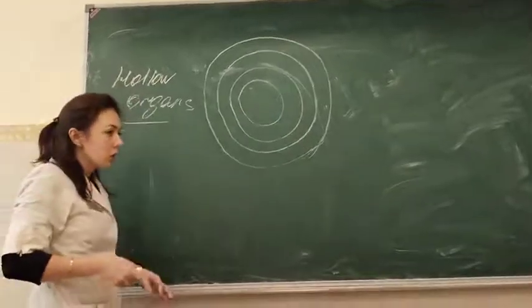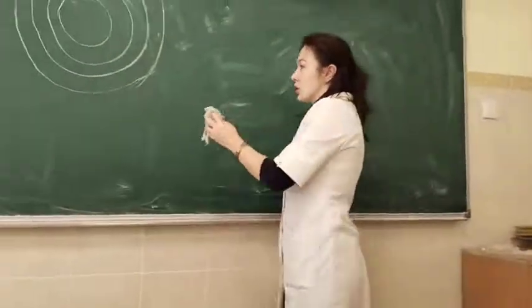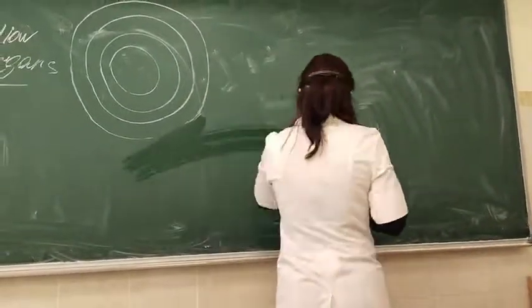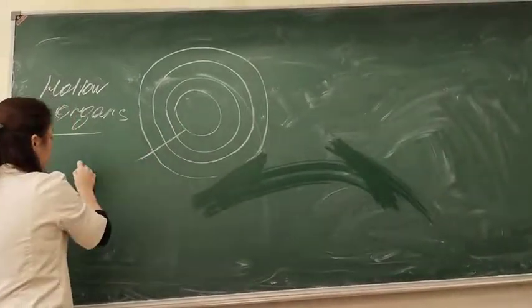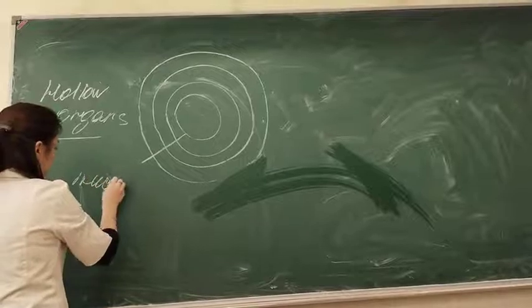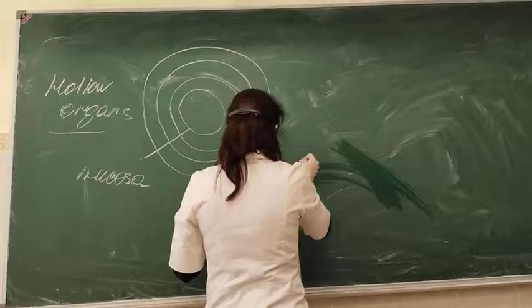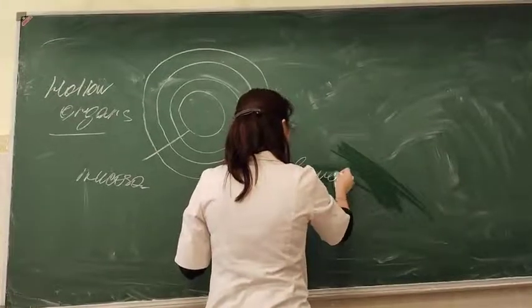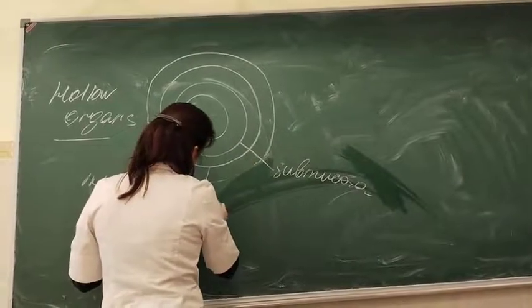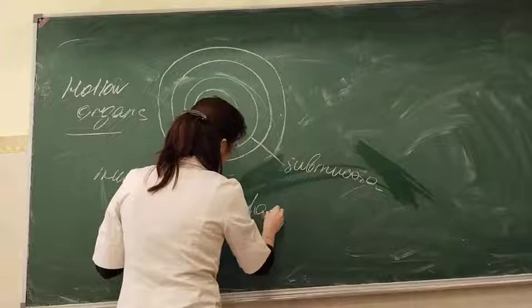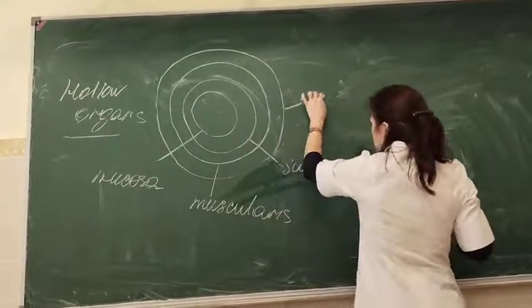Okay, so let's continue. I told you that one of the hollow organs, if we talk about the digestive tract, consists of 4 layers. The innermost layer is mucosa. Then under the mucosa there is submucosa. And then there is muscularis. And serosa. The outermost layer is this connective tissue layer.